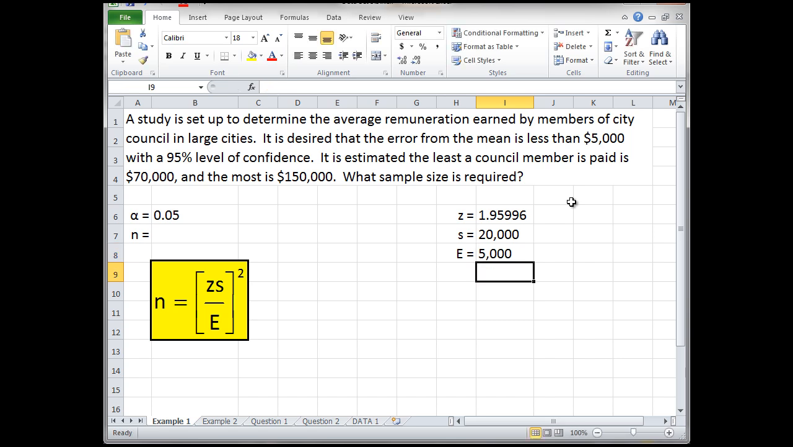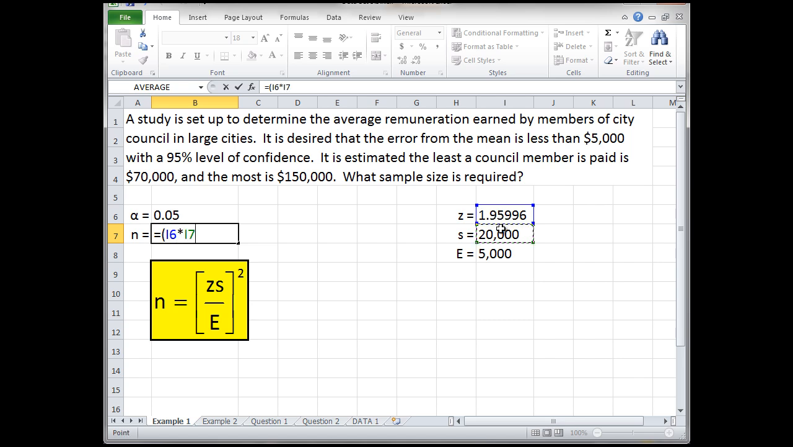And now that we have all that information, we can go and calculate our sample size. So it will be equal to, and we need the whole thing squared, so please use brackets, our z-score times our standard deviation divided by the error, all of that to the exponent 2. Hit enter. And again, we cannot sample fractions of anything, so we need to round that up, and we will say that the sample size should be equal to 62.